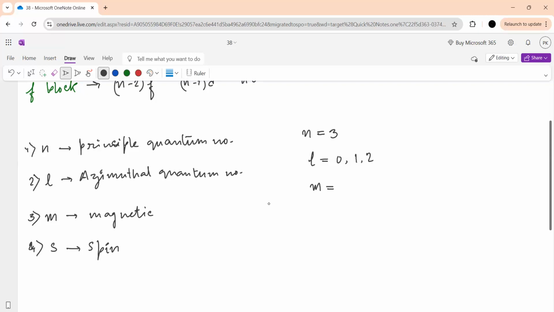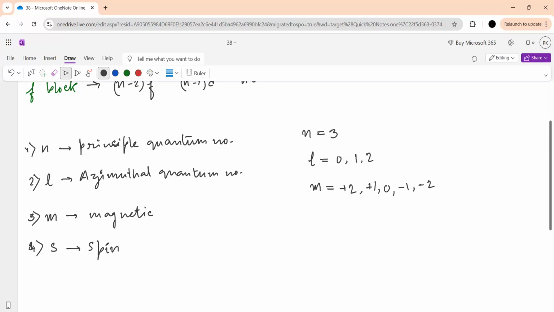Ma'am, will it be positive 2? One of the values will be positive 2. Yes. There will be other values of m too. Positive 2, positive 1, 0, then negative 1, negative 2. That's all.